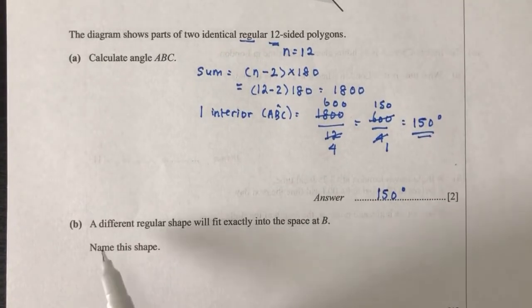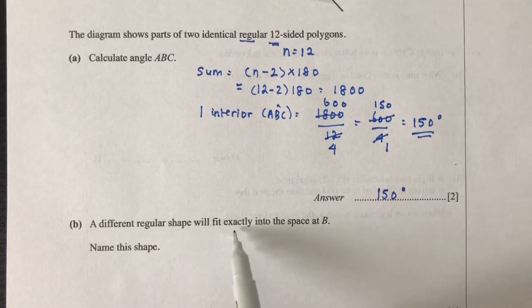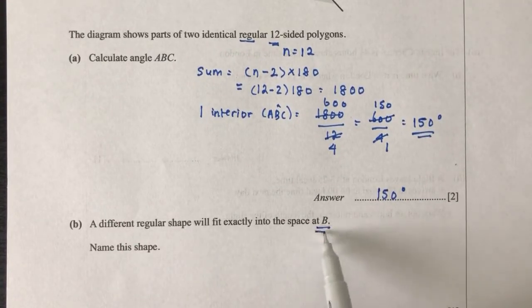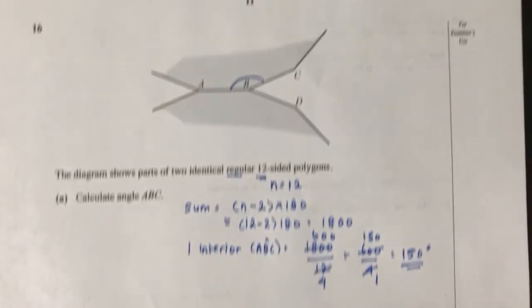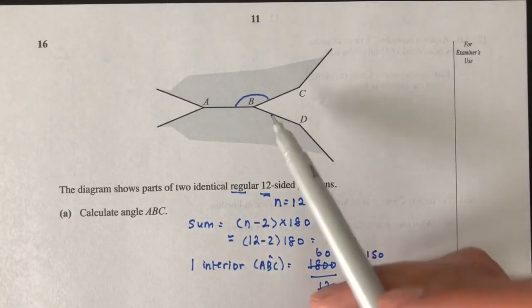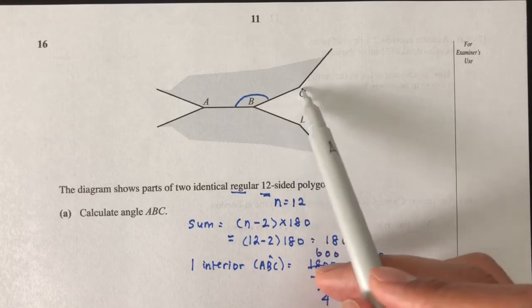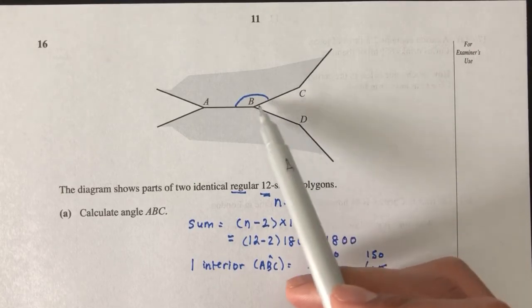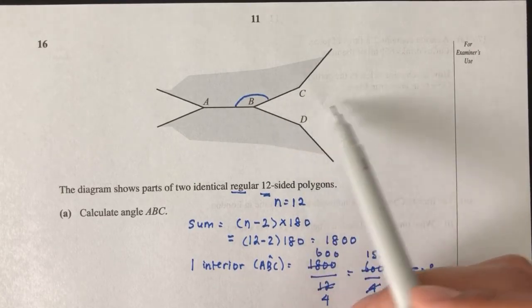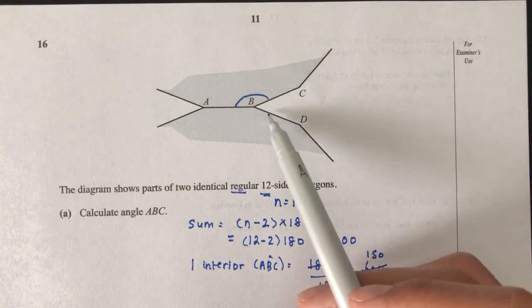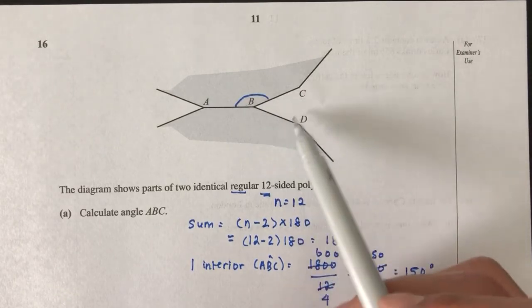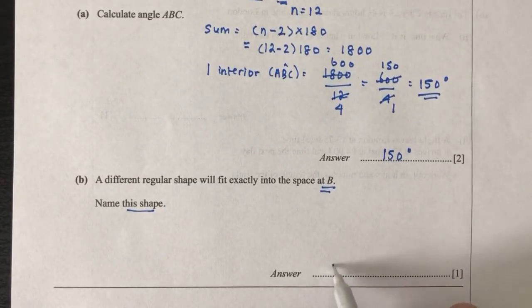Part B, a different regular shape will fit exactly into the space at B. Name this shape. So here you can see we have a space at B here. So what shape can fit into here? As you can see, normally I would say it can be two of those. One can be a kite or one can be a triangle. So easiest option will be a triangle.